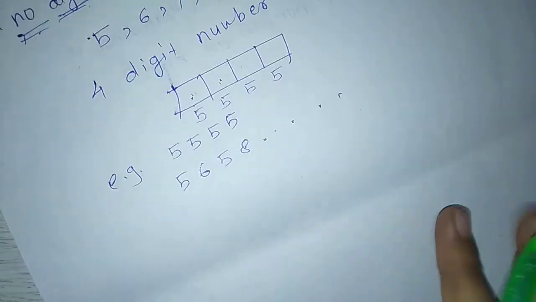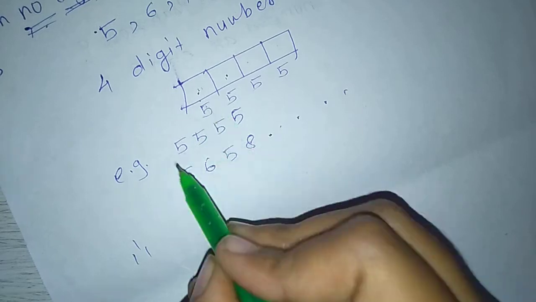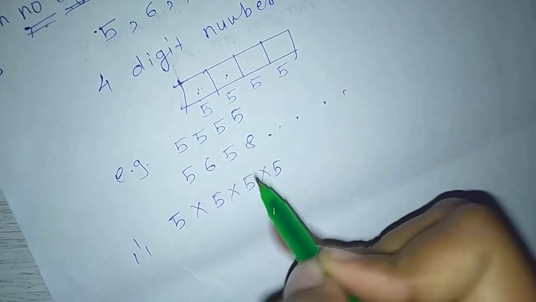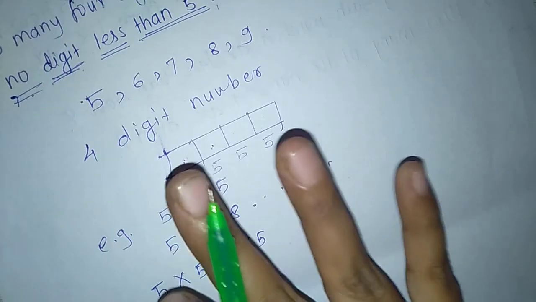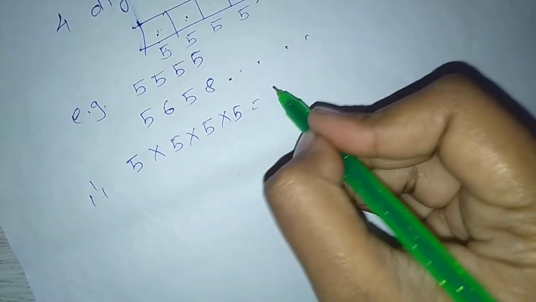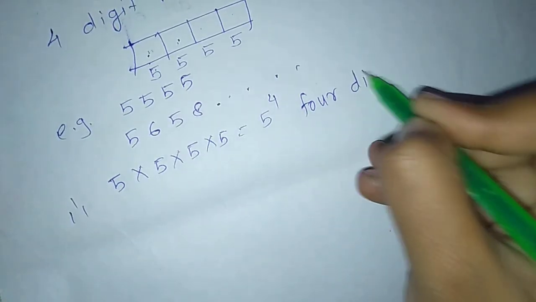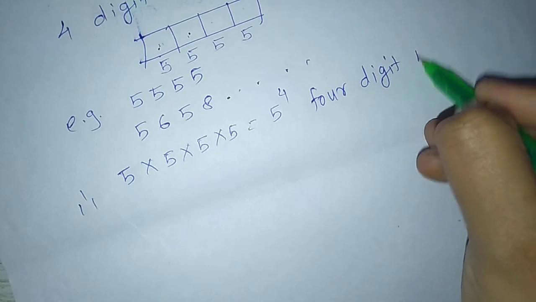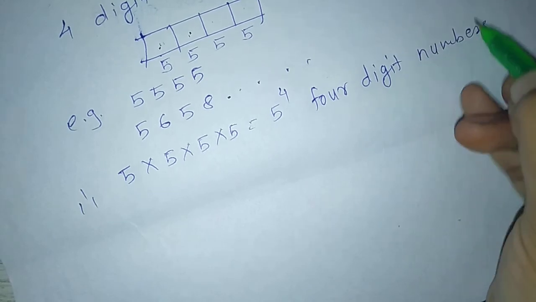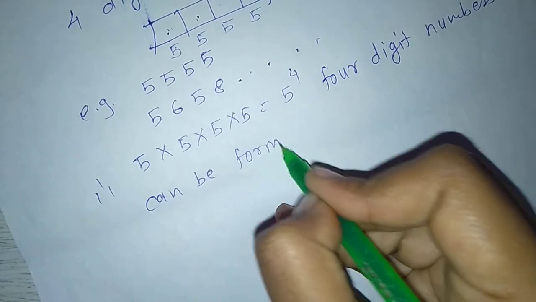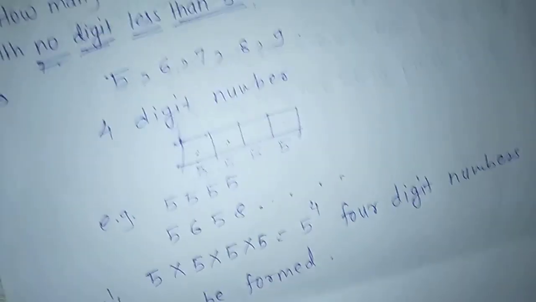Five digits. Therefore, 5 into 5 into 5. These conditions take place simultaneously, so here we used the multiplication principle. 5 into 5 into 5 into 5, which is equal to 5 raised to 4. 4-digit numbers can be formed. Here we stop.